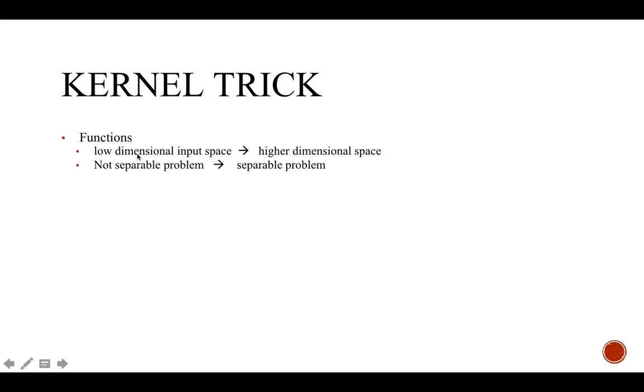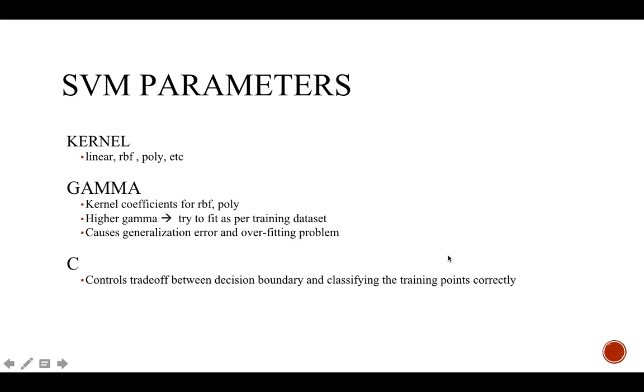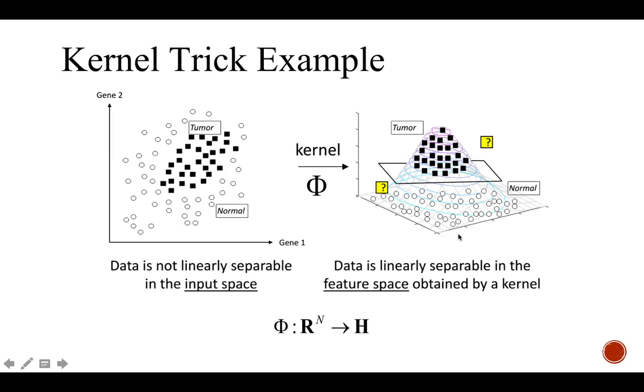The kernel trick takes low-dimensional input space and converts it to higher dimensional space. It takes a non-separable problem and makes it into a separable one. Here we're trying to separate tumors and normal cells. It's not linearly separable. Using the kernel, though, we can separate it into two separable classes.